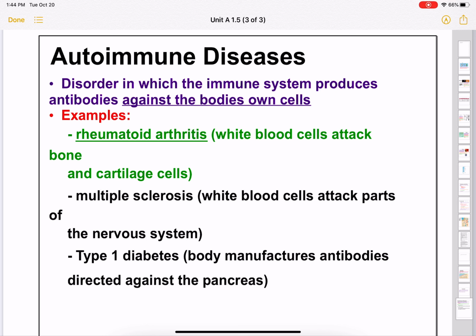So that's the very first chapter of biology. The second chapter, we're going to be working on DNA, and we will start that probably tomorrow.